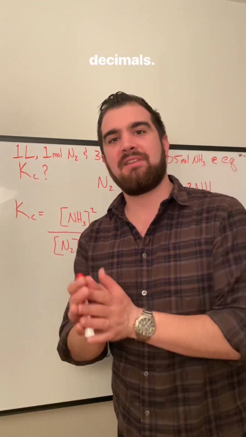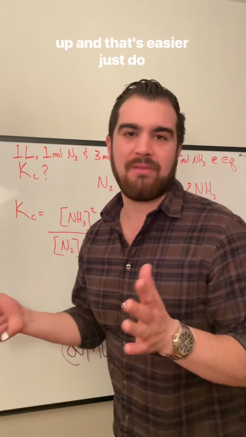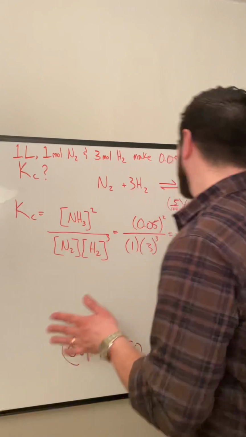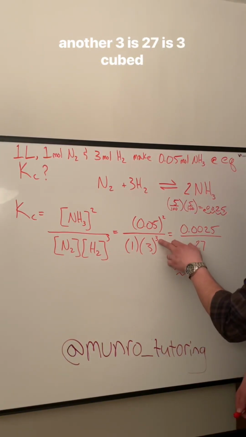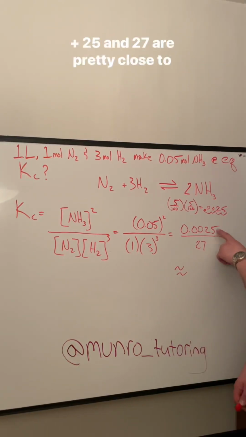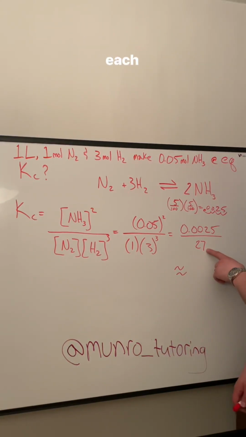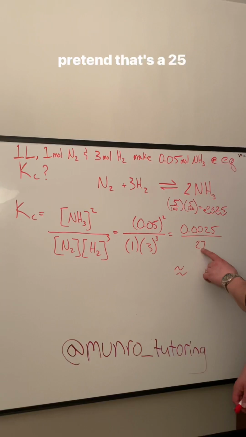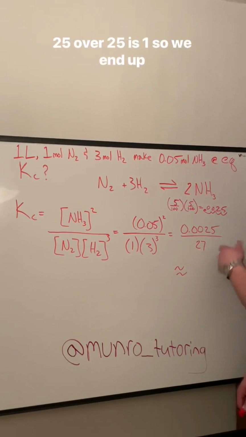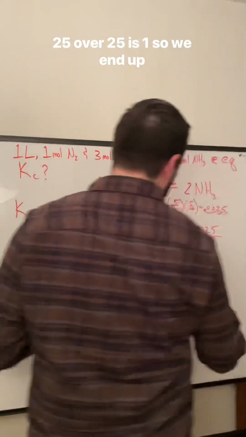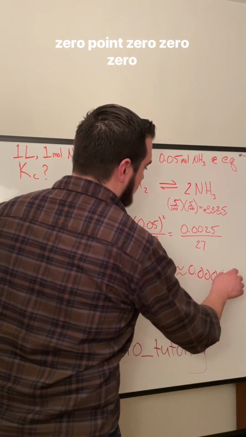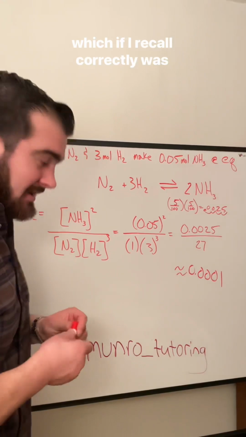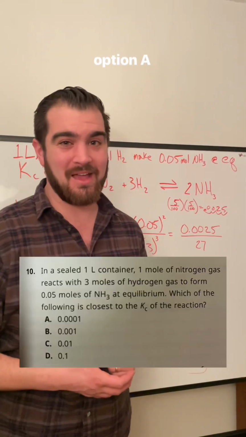However you like to multiply decimals, if you can just do them straight up and that's easier, just do that, right? So anyway, 3 times 3 is 9, times another 3 is 27, that's 3 cubed. And 25 and 27 are pretty close to each other, so I'm just gonna kind of pretend that's a 25. 25 over 25 is 1, so we end up with an answer really close to 0.0001, which, if I recall correctly, was option A.